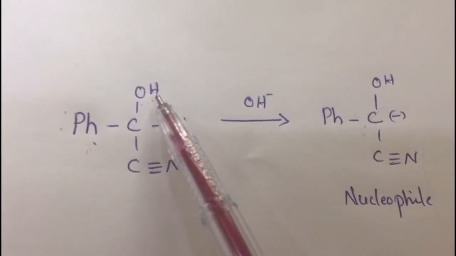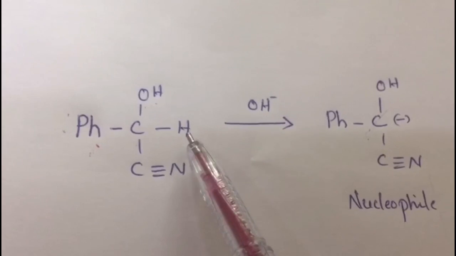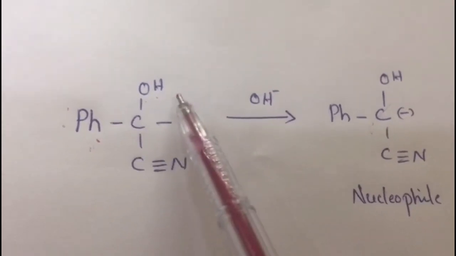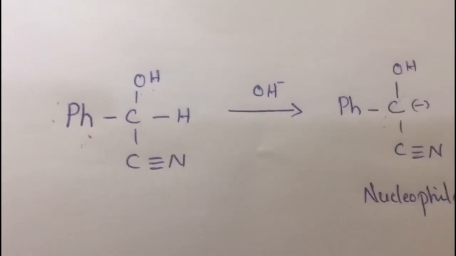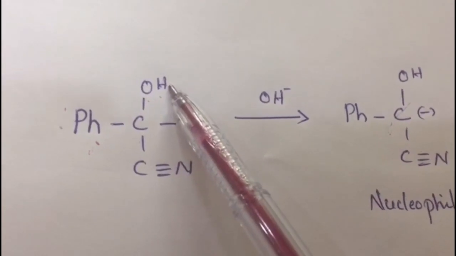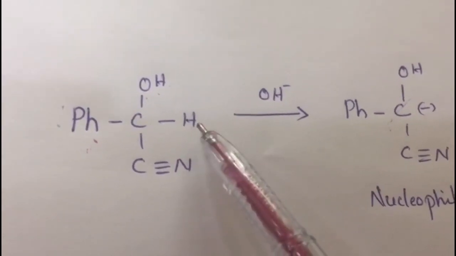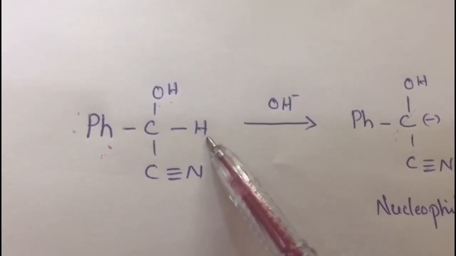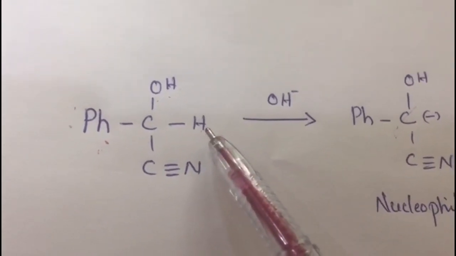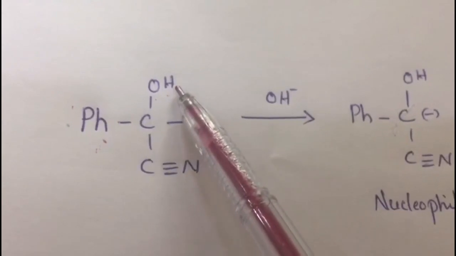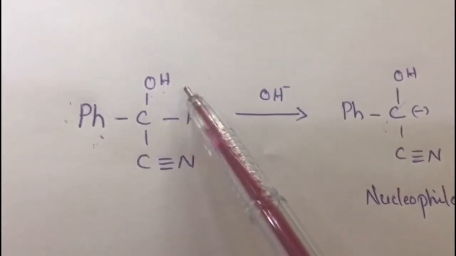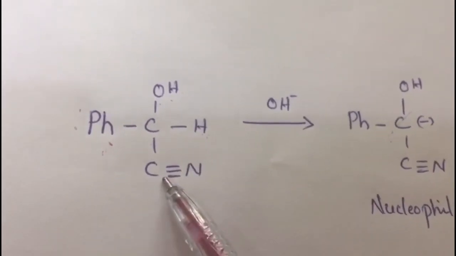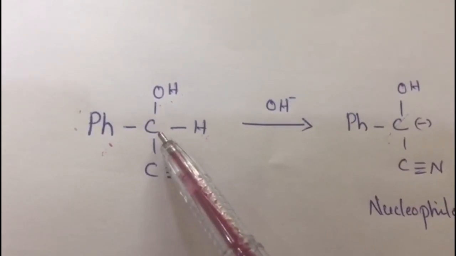Here there are two types of hydrogen atoms. One is the alcoholic hydrogen and the other is the hydrogen attached to carbon. Here we know oxygen is more electronegative, so this hydrogen should be more acidic compared to this hydrogen. But in actual case, in this compound, this hydrogen is more acidic. It is more than 300 times as acidic as this hydrogen. This is because of the electron withdrawing cyanide group present on the nearby carbon atom.